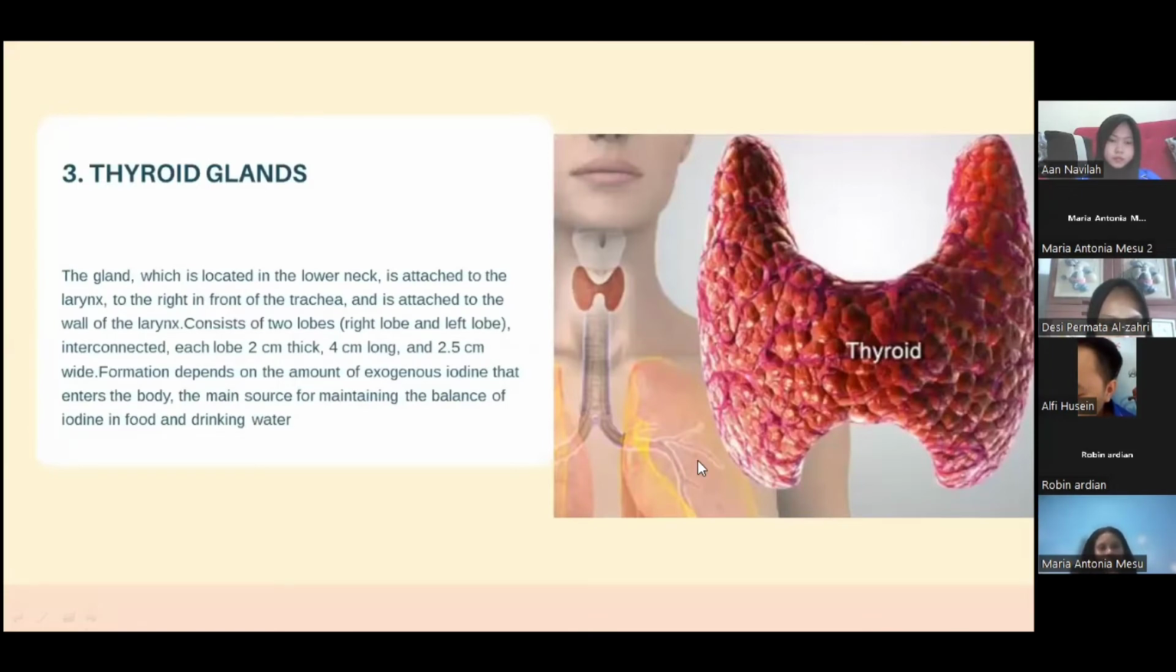thyroid gland. The gland, which is located in the lower neck, is attached to the larynx, right in front of the trachea, and is attached to the wall of the larynx. It consists of two lobes, right lobe and left lobe, interconnected. Each lobe is 2 cm thick, 4 cm long, and 2.5 cm wide. Its formation depends on the amount of exogenous iodine that enters the body. The main source for maintaining the balance of iodine is food and drinking water. Next.